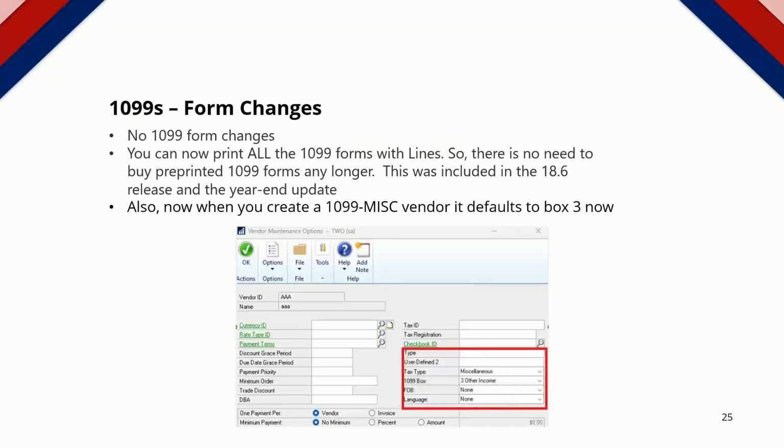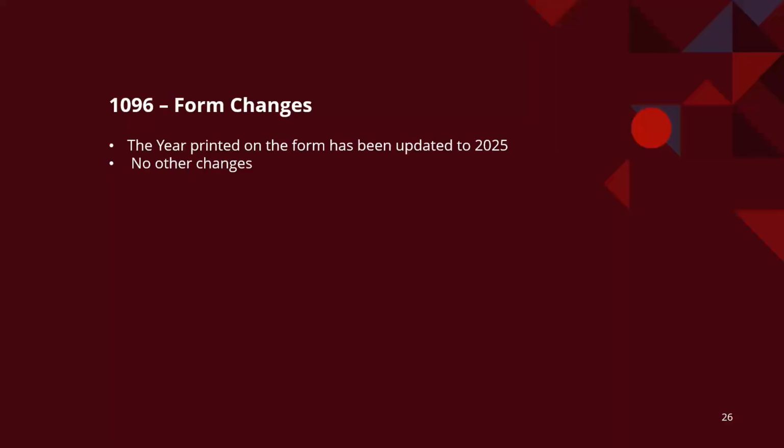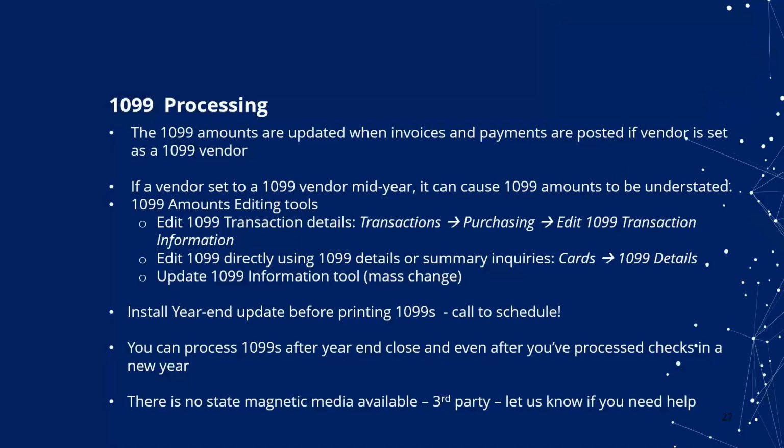And just a note, you can print all the 1099 forms now with the lines, so there's no need to buy the pre-printed 1099 forms any longer. This was included in the 18.6 release and will be in this year-end update. Also now when you create a 1099 miscellaneous vendor, it defaults the 1099 box to 3. 1096 form changes, there were none this year. They just updated the year on the form. So that's it there. So let's go over 1099 processing.